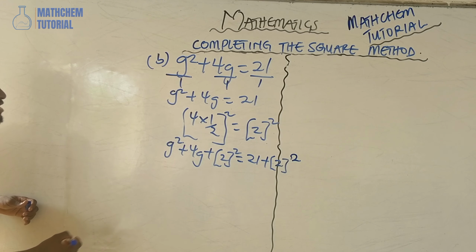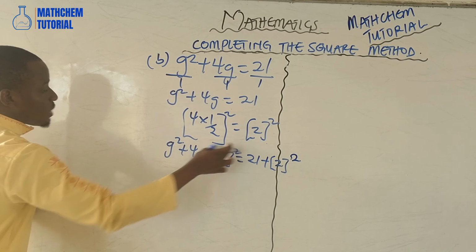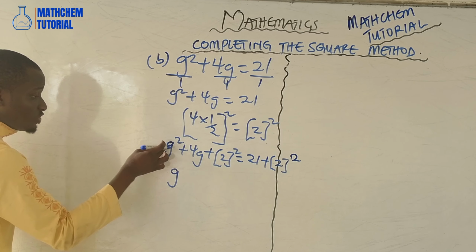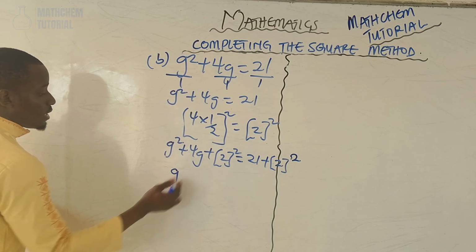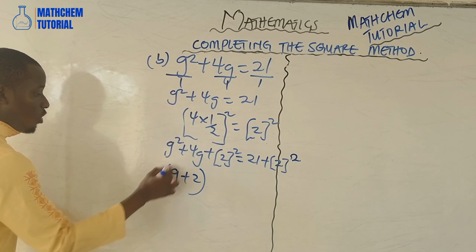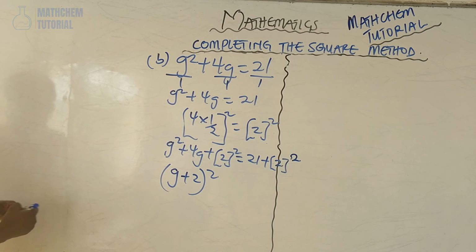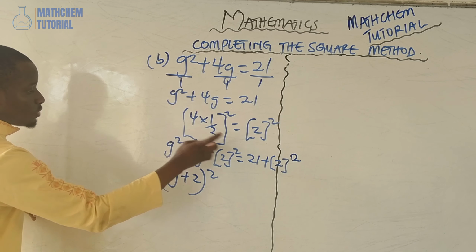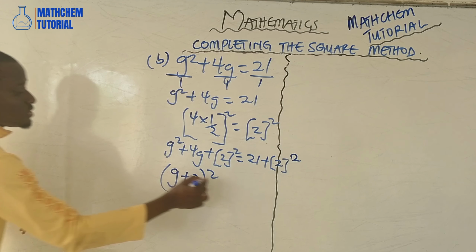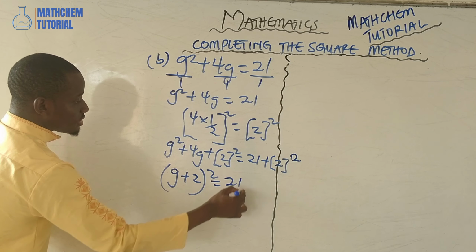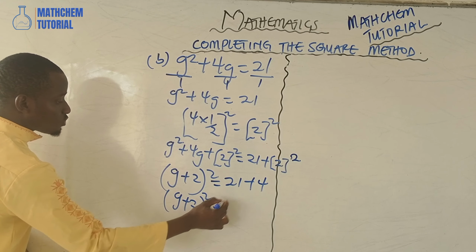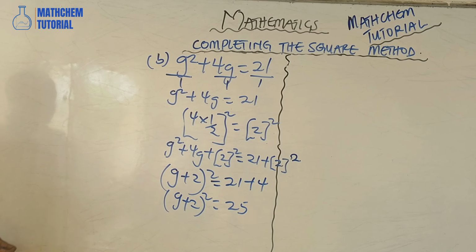So having this like that now, I have to put my square here. This is going to be this half squared, this also half squared as well. So I'll bring this g and these two together because they are both half squared. That will be g plus 2 all squared. If I expand this expression, it gives me g squared plus 4g plus 2 squared, which is equal to 21 plus the square of 2, that is 4. So I have g plus 2 all squared equals 25. So what do I do next?